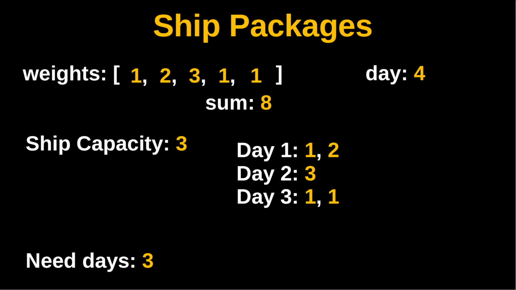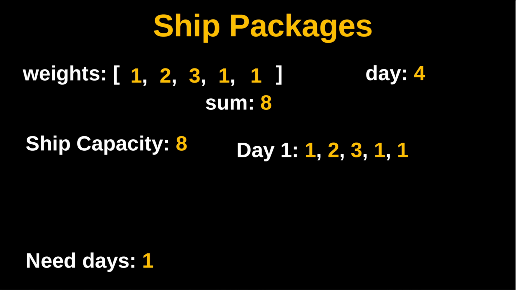Suppose the ship capacity is 3. The first day, it can ship package 1 and package 2 because this has a combined weight of 3. The second day, it will ship the third package, which has a weight of 3. That's perfect. On the third day, it will ship the remaining 2 packages with a combined weight of 2. So it will take 3 days to ship all the packages if the capacity of the ship is 3 units. In this example, we're given 4 days to ship everything, and we just found out that we only need 3 days, so this will work.